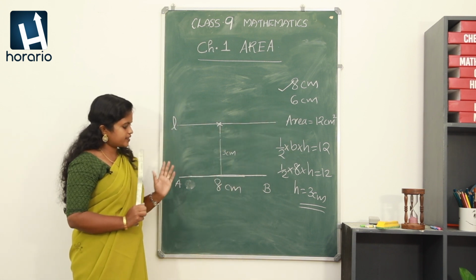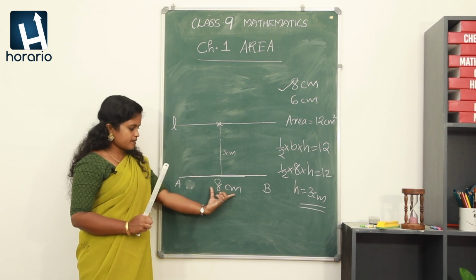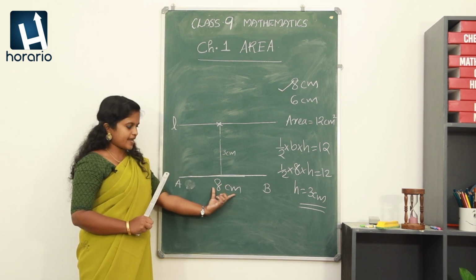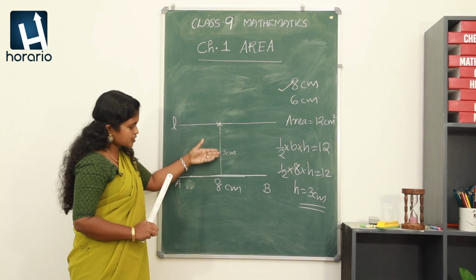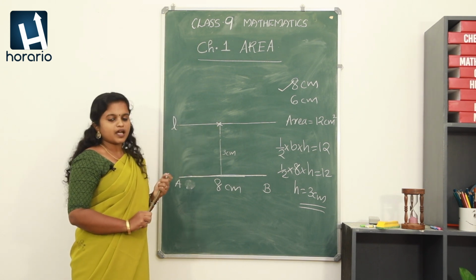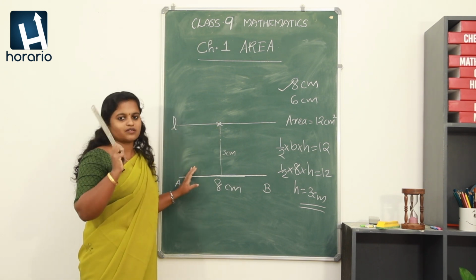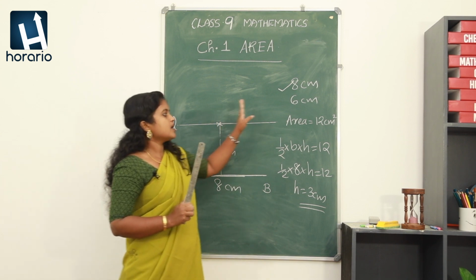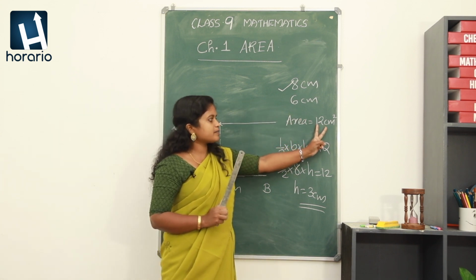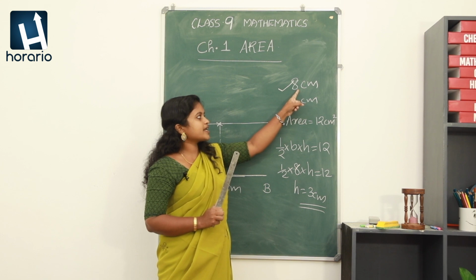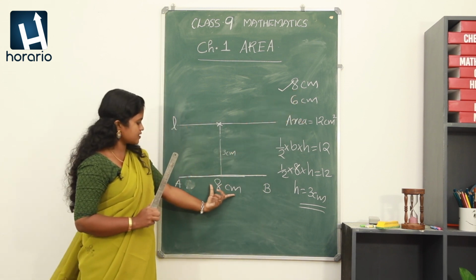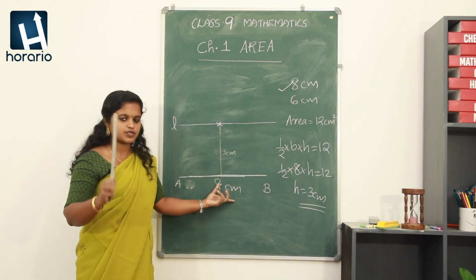So what we have done? We have got AB having side measuring 8 centimeter. I have marked a height of 3 centimeter. Now go for the first question. The first question was to construct a triangle having the area 12 square centimeter and two sides as 8 and 6. One of the sides is done, 8 centimeter. Now we have to draw one more side.